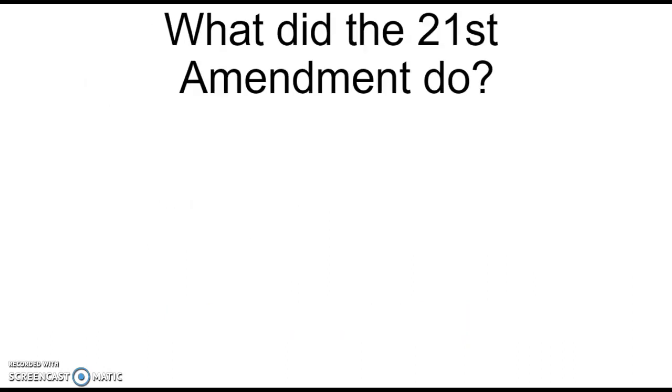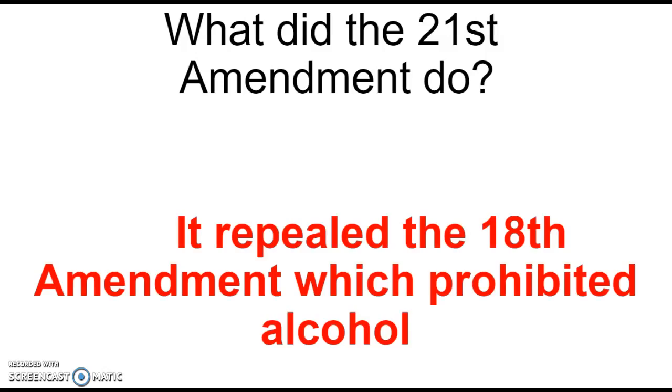What did the 21st Amendment do? Well, right before the 1920s, the 18th Amendment was passed, which made it illegal to manufacture, consume, or sell alcohol. And the 21st Amendment took away that amendment. So one amendment made the other amendment no good, made it null and void. So it repealed, or took away, the 18th Amendment, which prohibited alcohol.